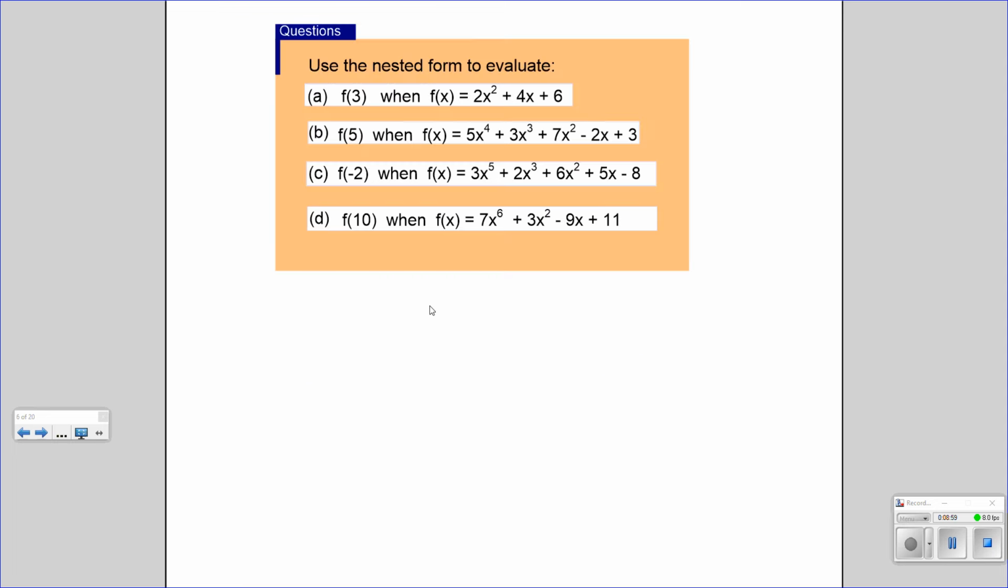Here are some examples for you to try, and you'll find them in your notes.